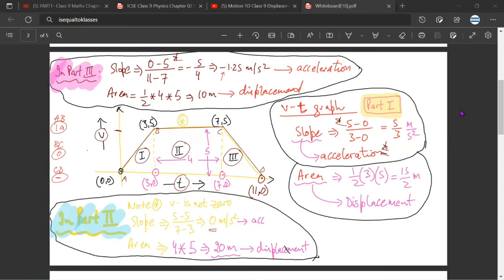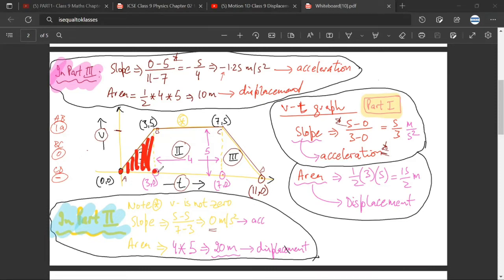So what we have understood is that the area under the curve will give us the displacement. For example, if I am looking at a velocity time graph and I calculate the area under the curve or area under the line, that will give me the displacement. So basically, this is the displacement of the body from this time to this time. Is it making sense?